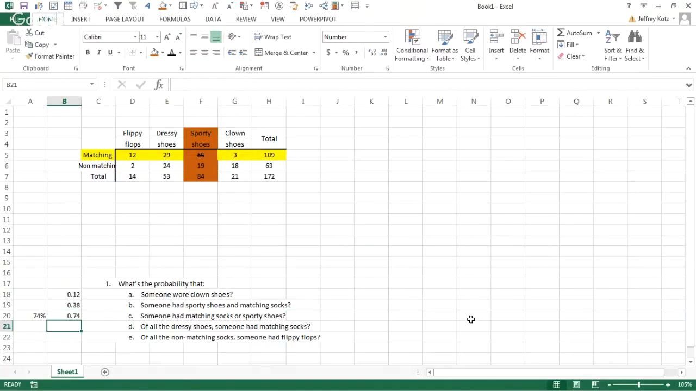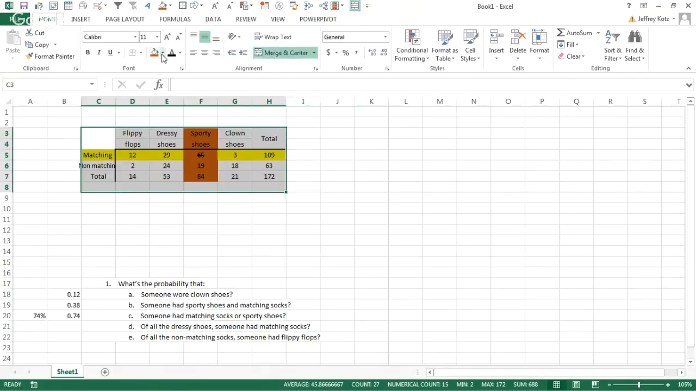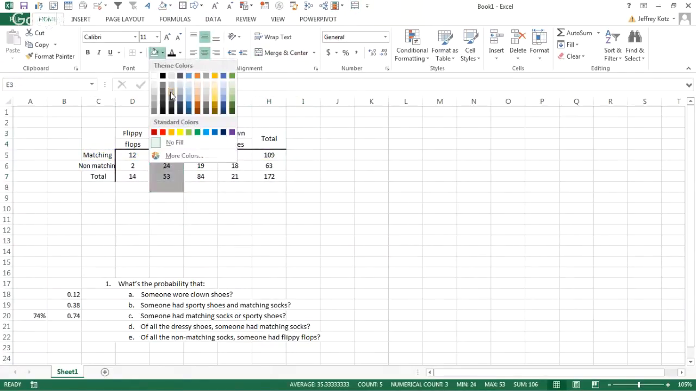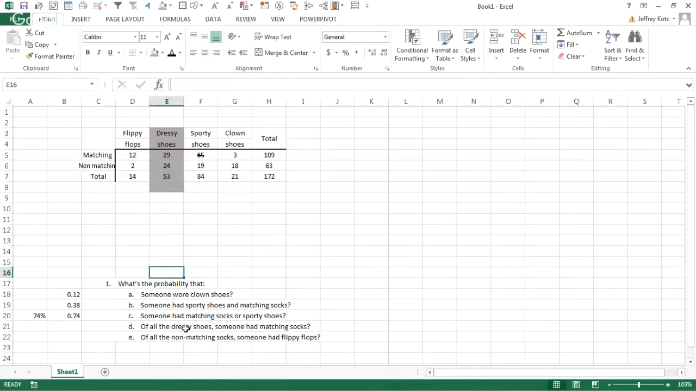Number 4, of all the dressy shoes, someone had matching socks. So only look at dressy shoes, which is these 53 people, and that someone had matching socks. So we want 29 divided by 53 gets me 0.55 there.